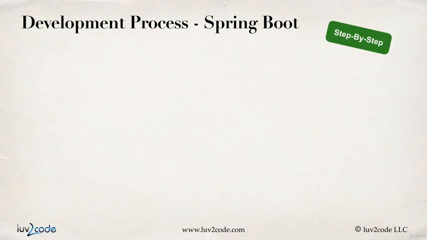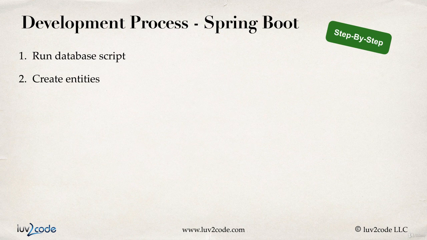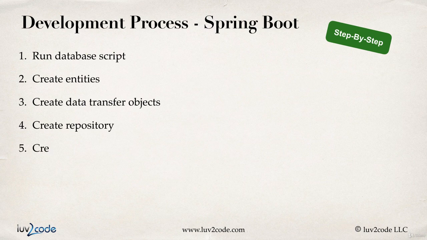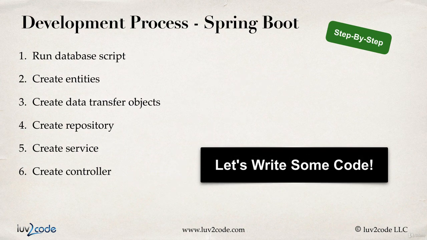Now let's take a look at our development process, and this is for the back end for Spring Boot. So the first thing we'll do is we'll run a database script to set up our database. We'll create some entities. We'll also create the data transfer objects. Next, we'll create the repository. Then we'll create the service. And then finally, we'll create the controller. Now, I won't go through the coding here in the slideshow. I'll simply swing into our coding video, and then we'll just cover all the code there in the coding video because you've seen a lot of this stuff before. We're just pulling it all together for this given example. Alrighty, so let's go ahead and move to the next video and let's write some code.